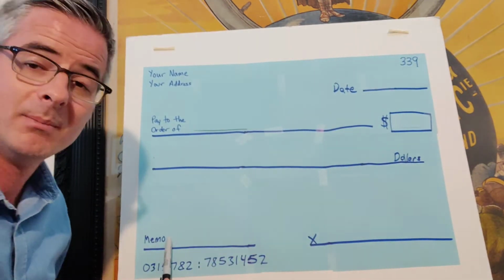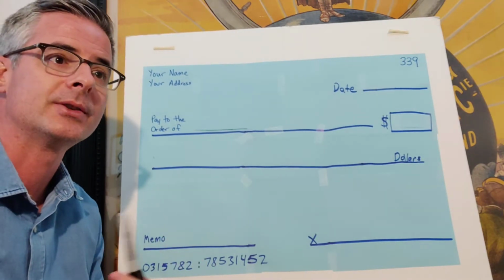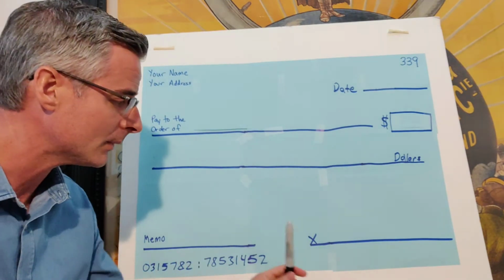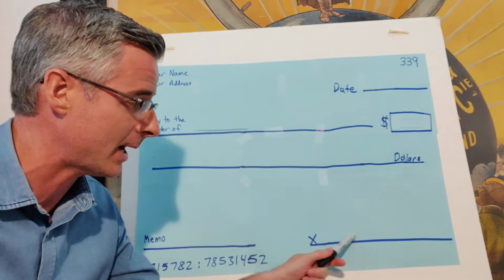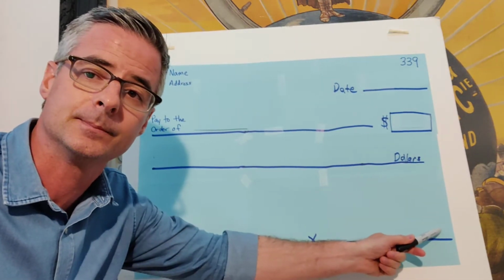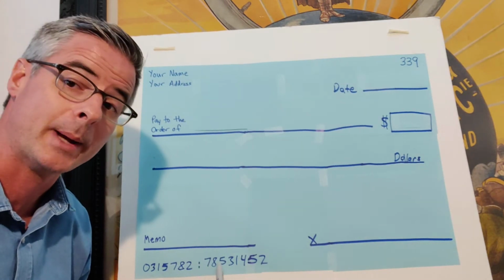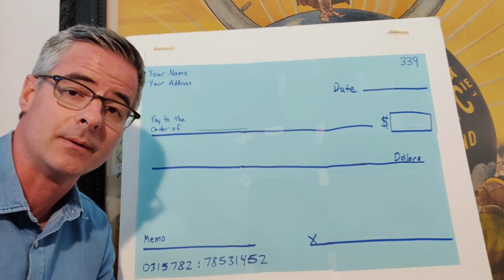In the memo, you're going to put what the check is for. So if it's for a cell phone bill, just write cell phone. It's just what the check's for. And then this is your signature line. You're going to sign the check with your name. And again, these are just your account numbers for your bank. So those are the elements of a check.